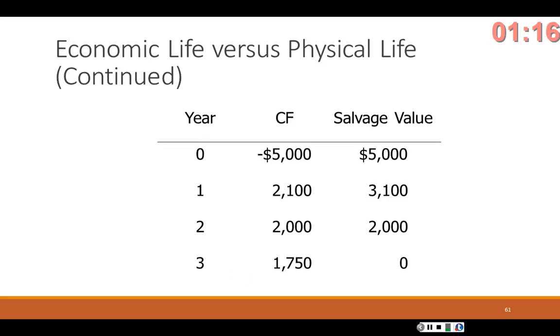So at year 1, the project cost $5,000, but it's worth $5,000. At year 1, the project has returned $2,100, but still has a positive salvage value of $3,100. At year 3, you've spent $5,000, in year 1 you got $2,100, in year 2 you've gotten $2,000, but it's still worth $2,000. If you operate the machine for its full physical life of 3 years, you've generated these cash flows in column 1, and it's now worth nothing.